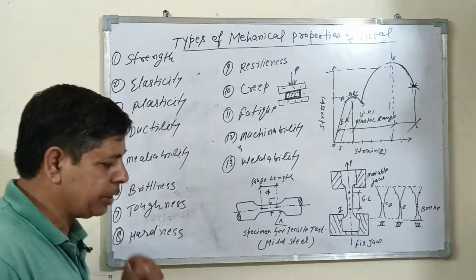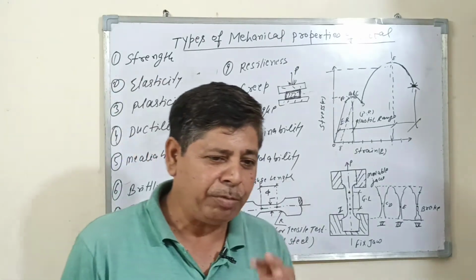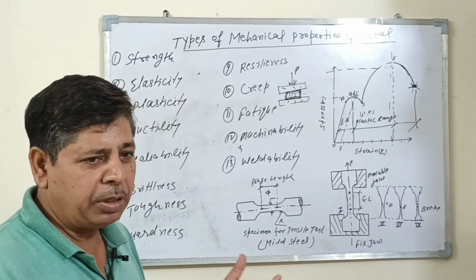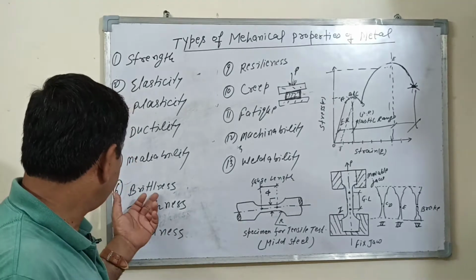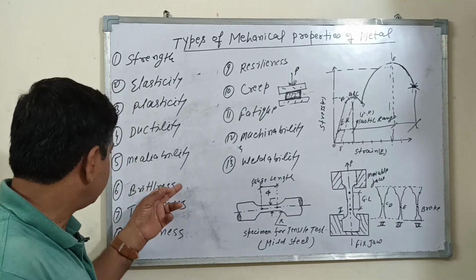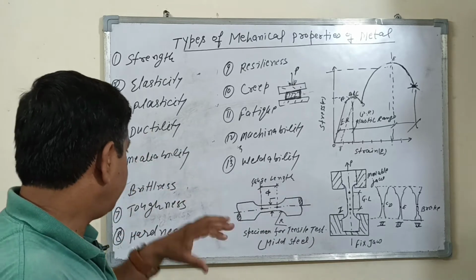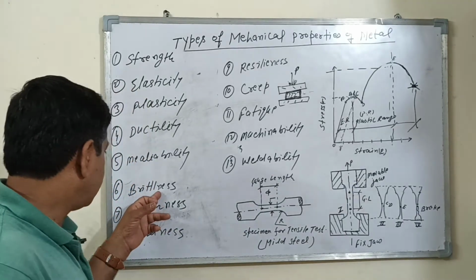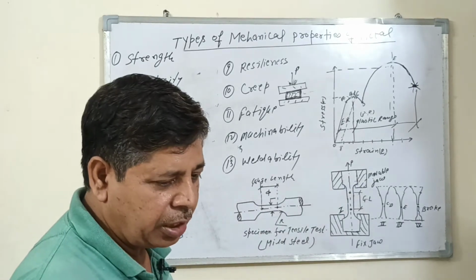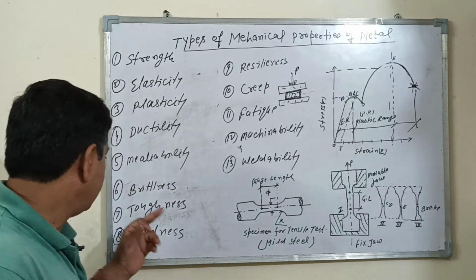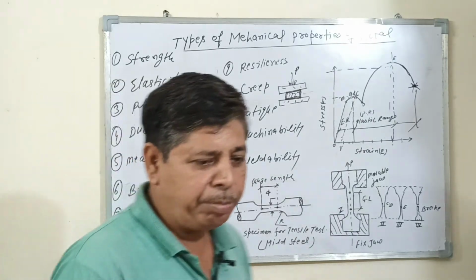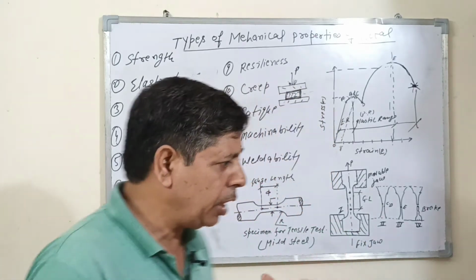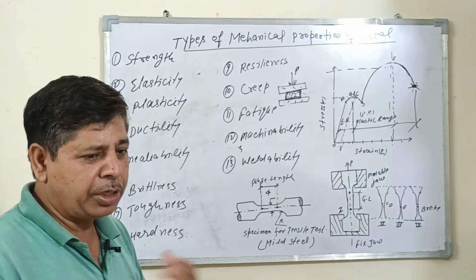Number six is brittleness. It is the property of the material by virtue of which the material fails without appreciable deformation. Brittleness is just the opposite of ductility. With less than 5% elongation, this material is considered brittle. Concrete, cast iron and glass are the best examples of brittleness. Toughness is the property of the material by virtue of which the maximum energy is absorbed by the material without fracture taking place.